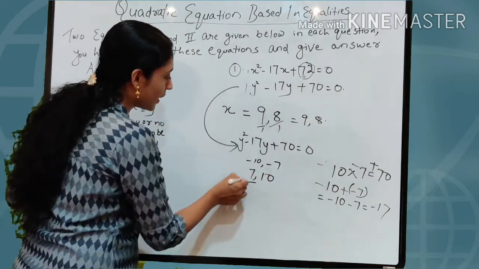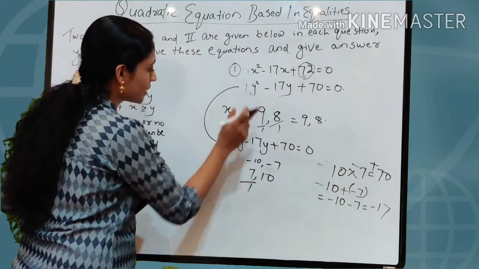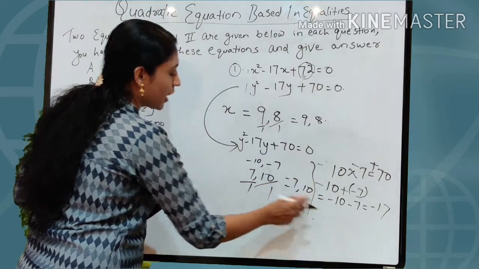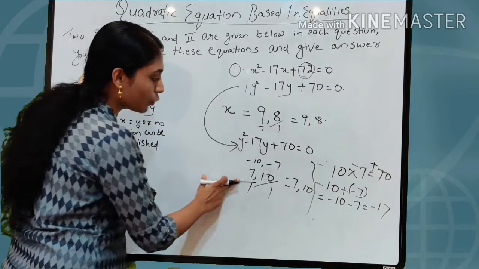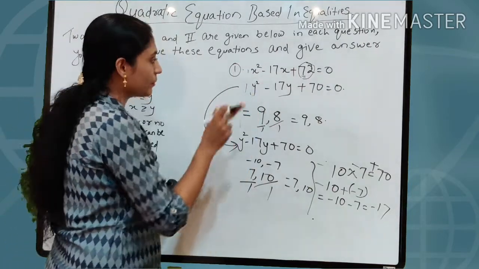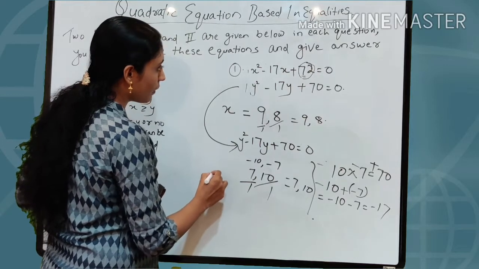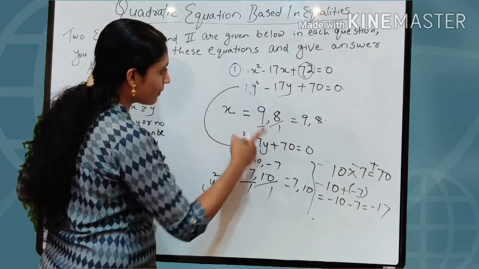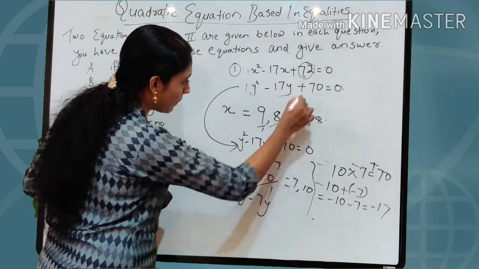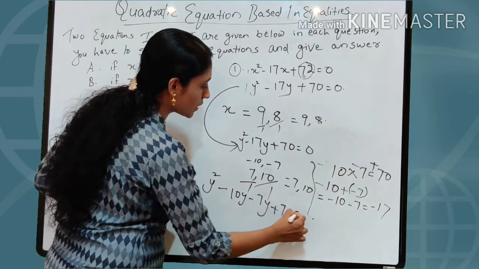And here divided by y square term it is 1, right? So 7 by 1 and 10 by 1, which is itself 7 and 10, right? Did you get the concept of how you got plus 7 and plus 10? We can do the simplification, right? See, y square minus 17y can be written as minus 10y minus 7y, right? Plus 70 equal to 0.